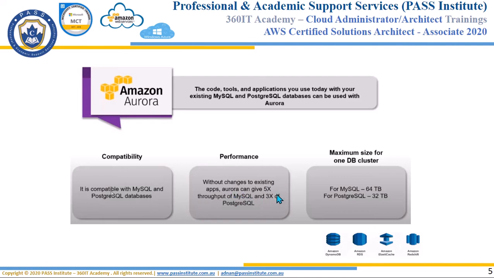Aurora can give 5x the throughput of MySQL and 3x the throughput of PostgreSQL. And for MySQL, you can use 64 TB. For PostgreSQL, the maximum size of one database can be 32 TB.